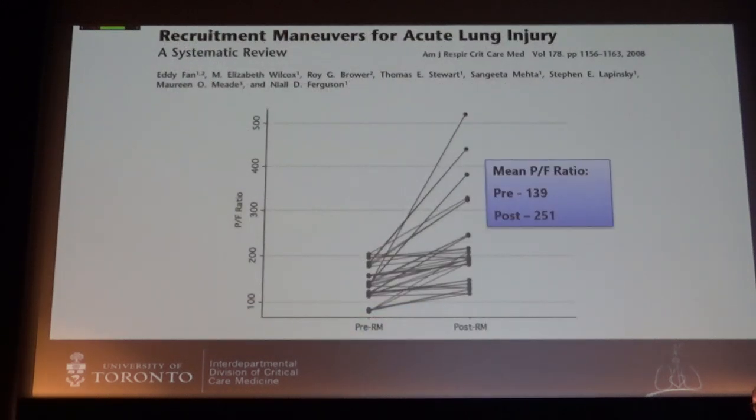Recruitment maneuvers. If you're trying to open up the lung, we use oxygenation as a surrogate for lung recruitment here. There have been lots of physiological studies of recruitment maneuvers. Most of these, this is a systematic review that Eddie Fan conducted 10 years ago, are the short-term, sustained inflation recruitment maneuvers, showing, in many cases, significant improvements in oxygenation, which likely reflects lung recruitment in many cases.